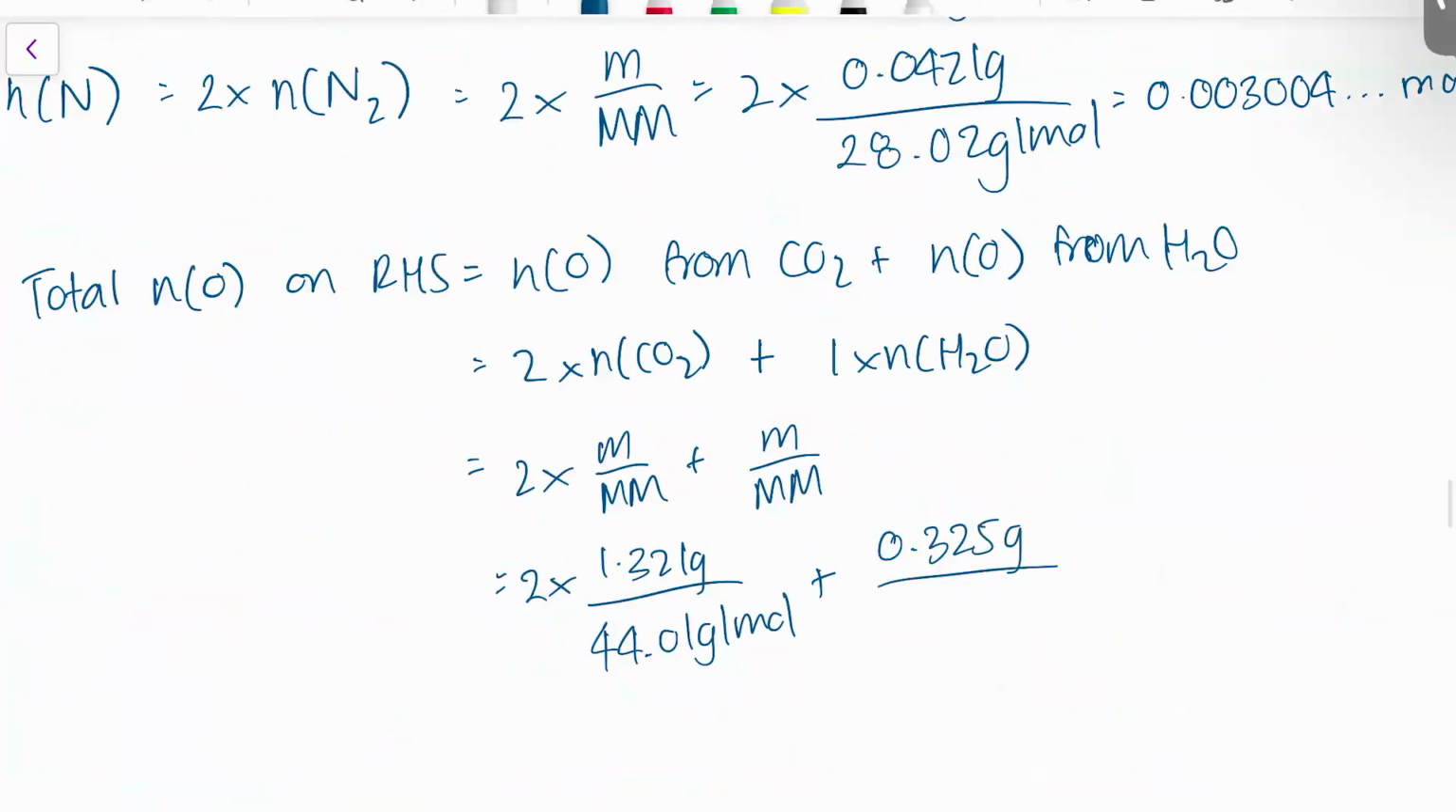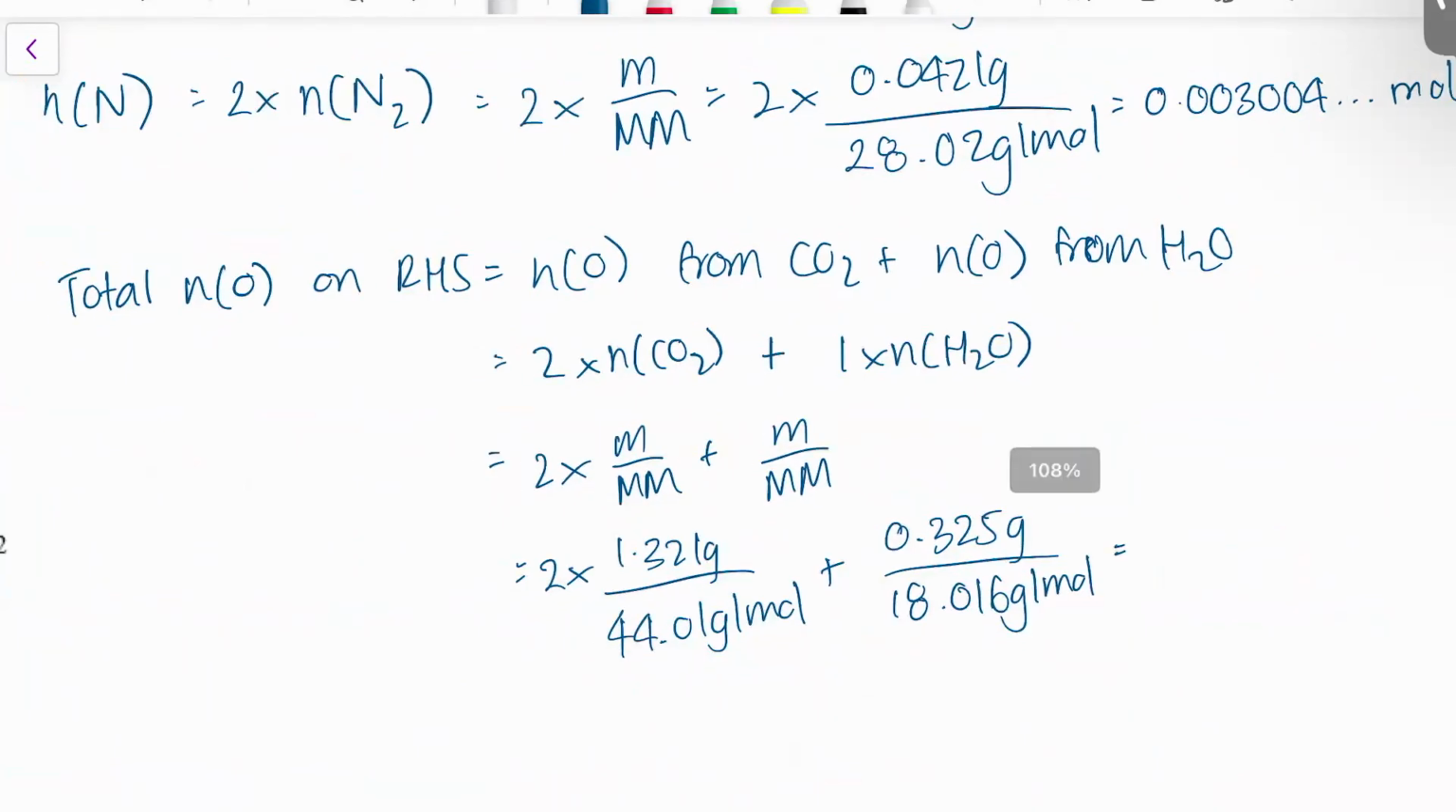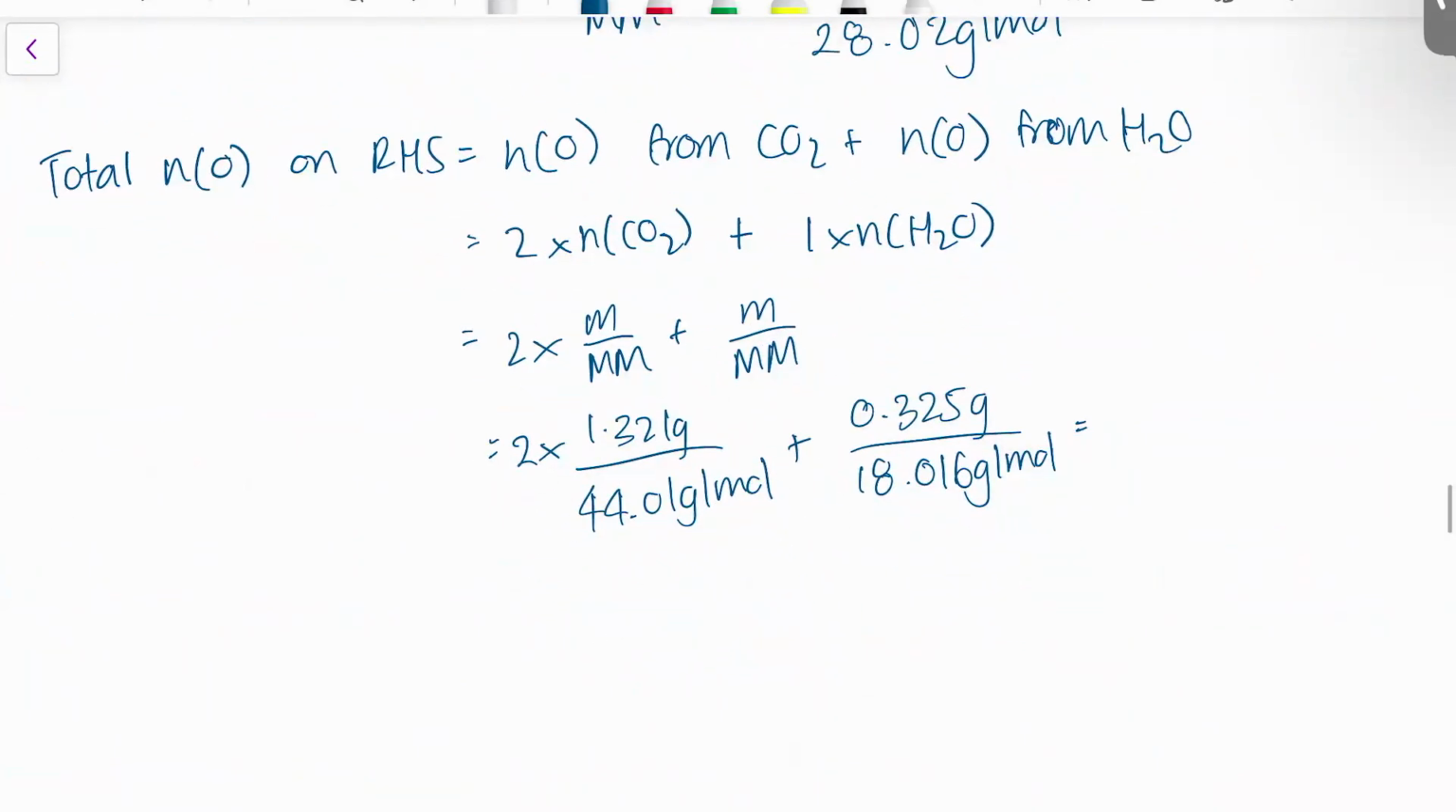And then the molar mass of water is 18.016. What is the total amount of oxygen on the right? 0.0780.